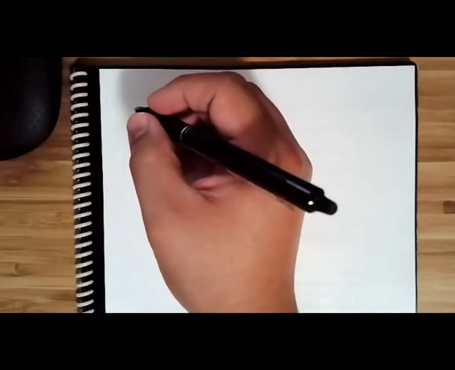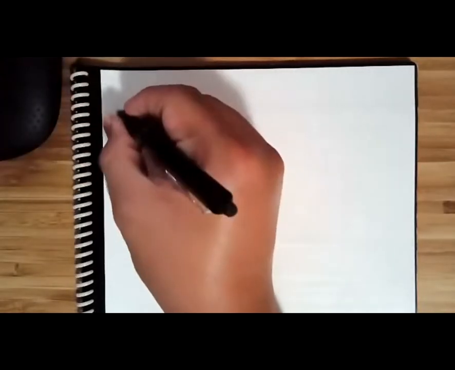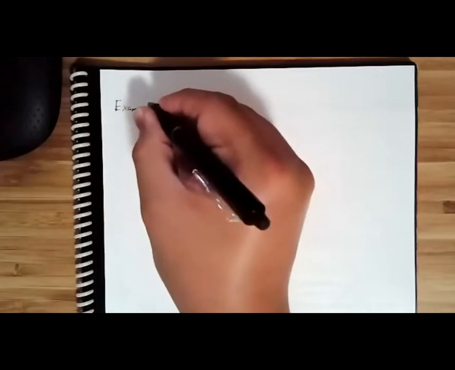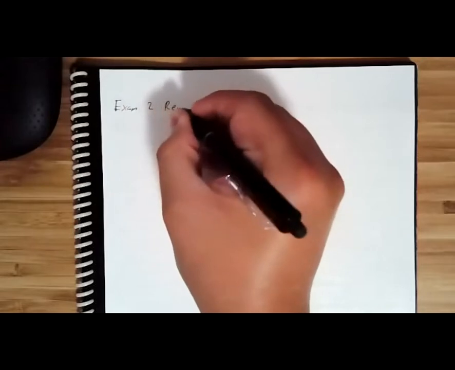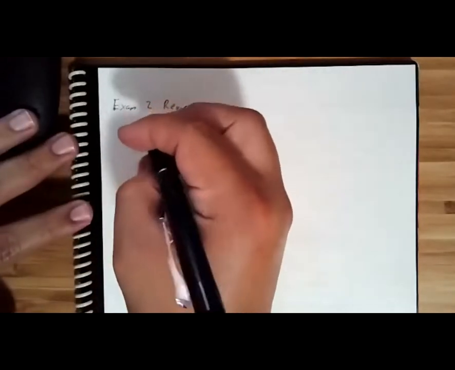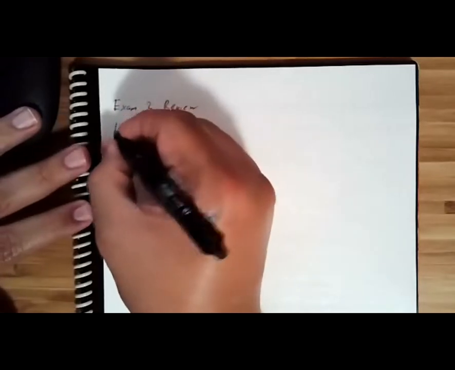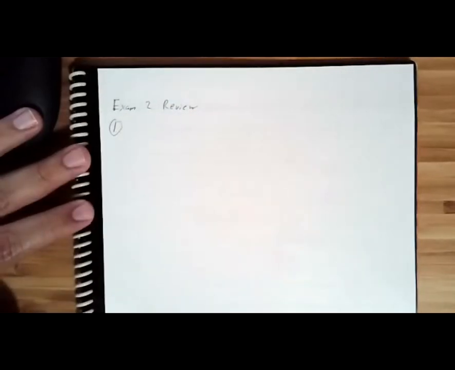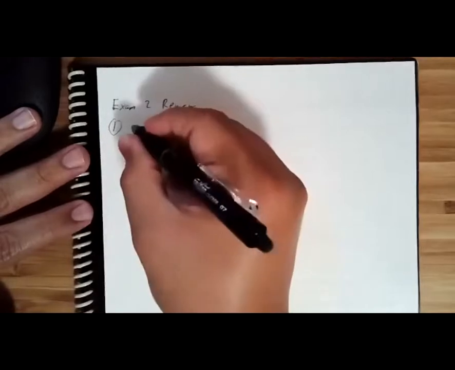Okay. So this is exam 2 review. So the first question in your homework or in your review is pretty straightforward. It says find the exact value of the expression.